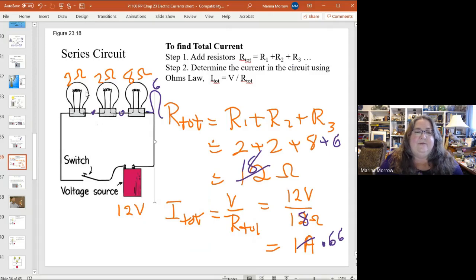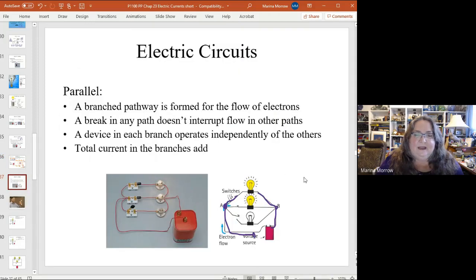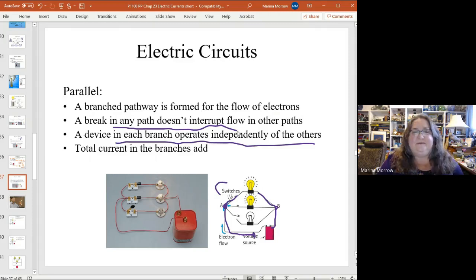So in a series circuit, the light bulbs have to share the voltage. But in a parallel circuit, then what happens is they each get the full voltage. Okay, so each device operates independently. They each get their own voltage. They can also have their own switches. So they can each have a separate switch. You can turn one of the light bulbs off. It doesn't interrupt the flow of the others.